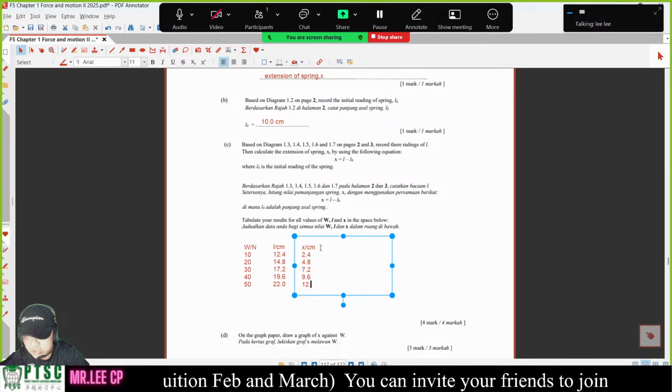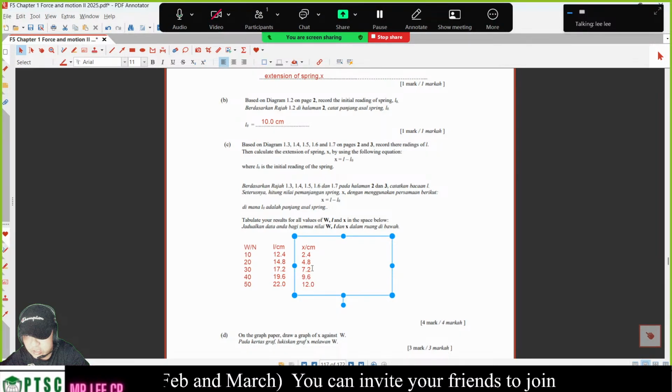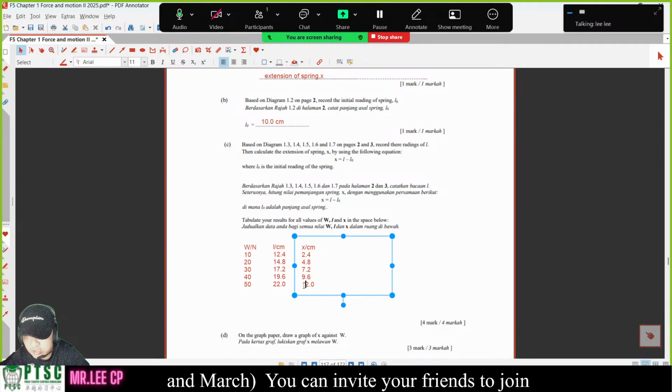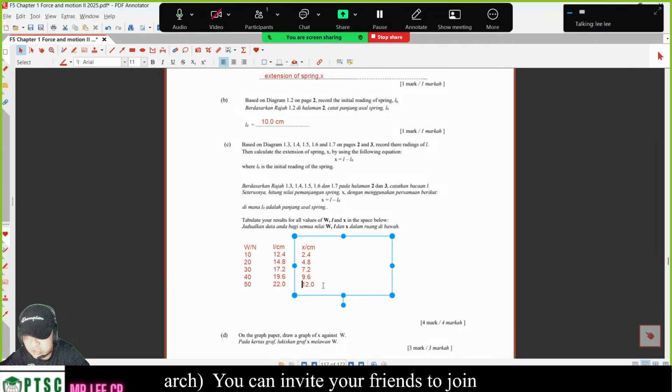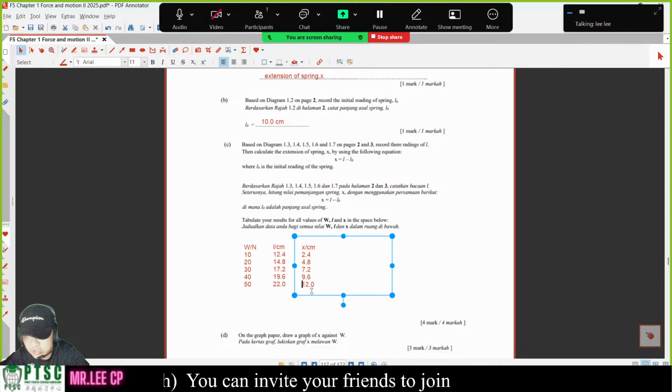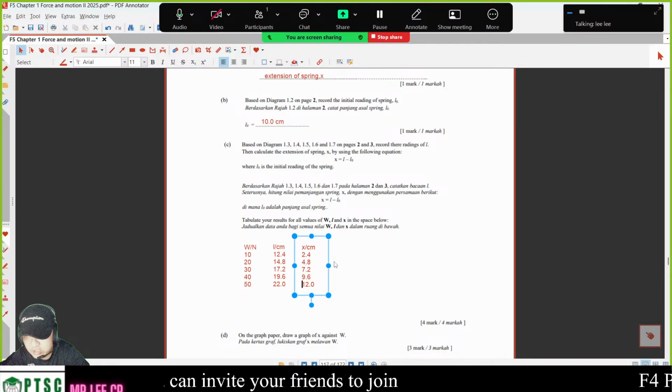12.0. Now, of course, you ask me, Cikgu, you said after minus you need to add in one more decimal. No, I never said that. I said when you divide, you need to add in one more decimal. So for this one, you are not going to add in one more decimal. Leave it like that.